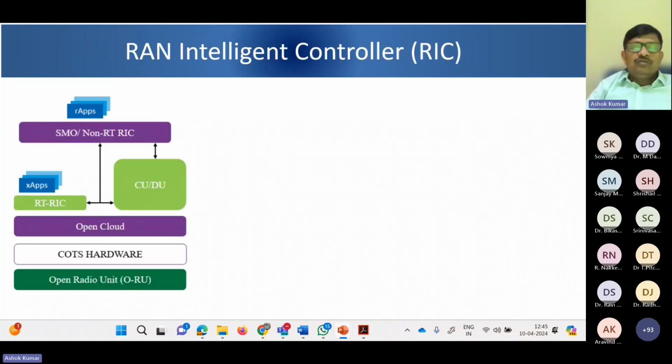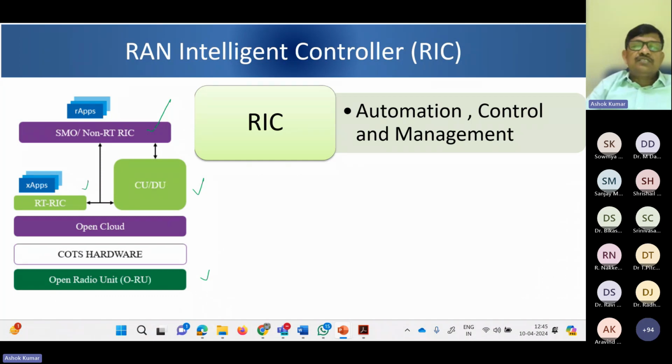Okay, so in a broad form, this is the architecture. I have RU, and then I have DU and CU. It can be separate, it can be combined. And then I have the radio intelligent controller, one real time, another non-real time. What the RIC does is mainly the automation part. It controls and also manages. So three major functions of the radio will be handled by RIC.